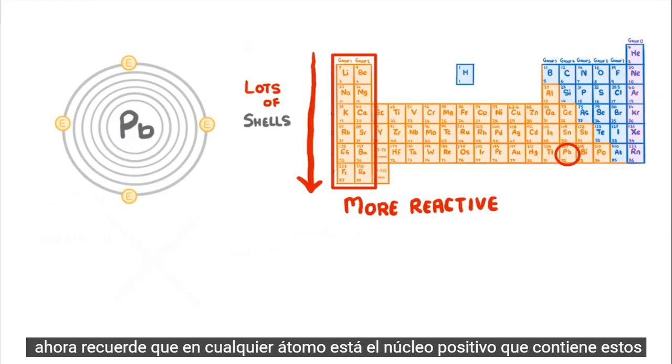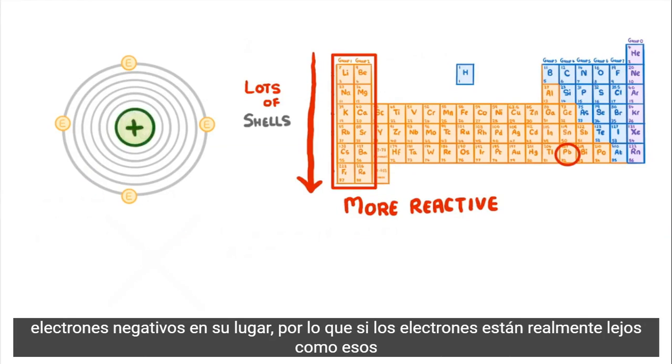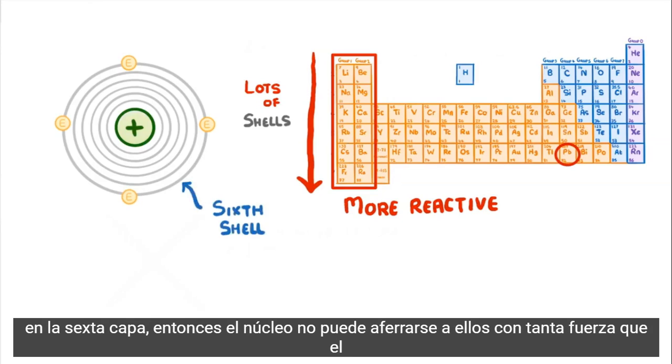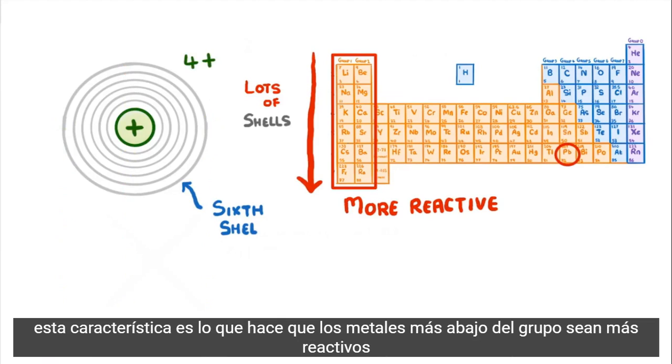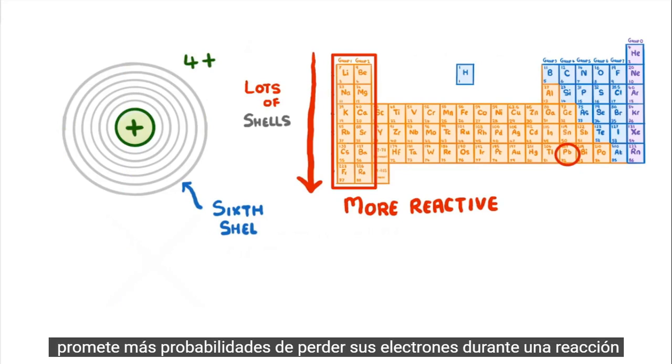Now remember that in any atom, it's the positive nucleus that holds these negative electrons in place. So if the electrons are really far away, like those in the 6th shell, then the nucleus can't hold on to them so strongly. So the atom will lose them more easily and form a positive ion. This feature is what makes those metals further down the group more reactive. They're just more likely to lose their electrons during a reaction.